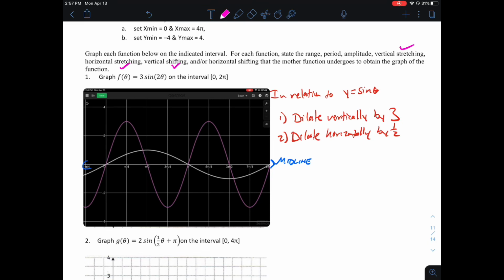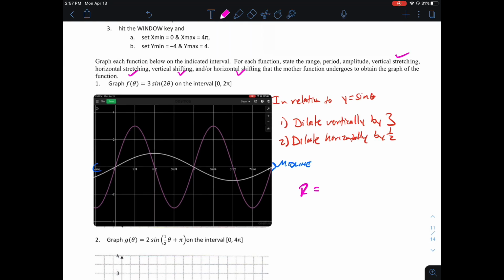There's no vertical shifting, there's no horizontal shifting, so that's done. And the range is going to go from negative 3 to 3. The period for this is pi. Amplitude is the absolute value of A. The amplitude is the distance that the graph goes from the midline to its highest or lowest point, and that's 3. So we're finished with that question. Let's go on to the next one.